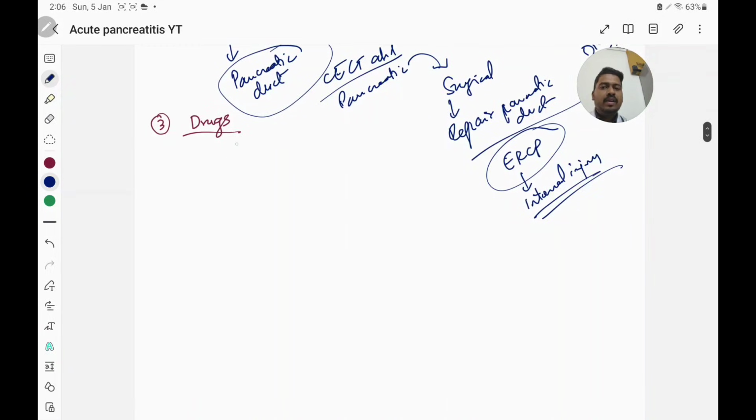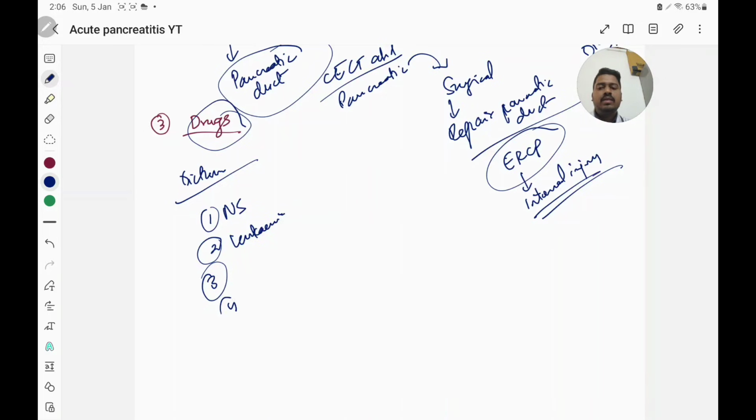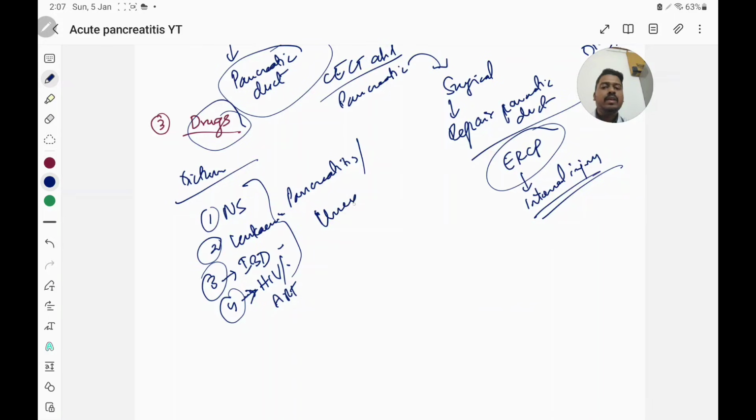Next, coming to drugs. We make it a dictum: whenever a patient with nephrotic syndrome, second, leukemia, third, IBD, and one more, HIV, when these four patients who are on therapy come with pancreatitis or any unexplained pain abdomen, this could be pancreatitis. Got it? I'll tell you why.